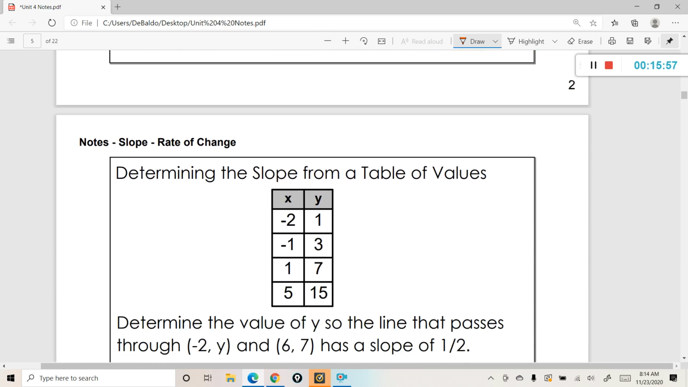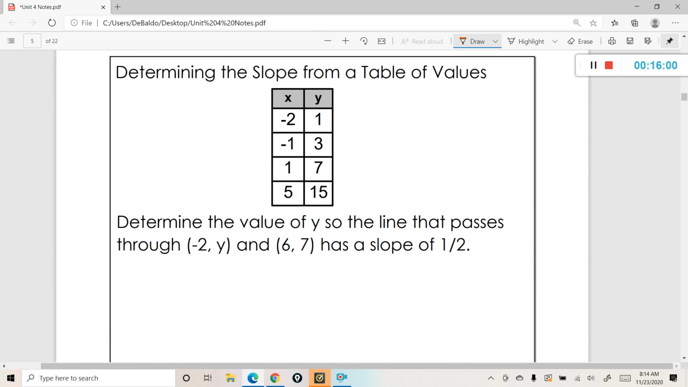Okay, I've got two more things I want to take a look at, and these are more like applications of slope. So this first one is determining the slope from a table of values. We've seen what a table of values is in our last unit of study, and we know that these are coordinates on the coordinate plane. But in this example, these coordinates are creating a line, a linear equation, we like to say. And we want to know what is the slope of that line.